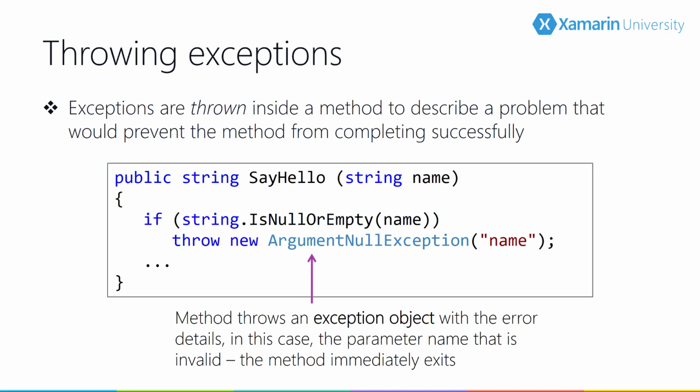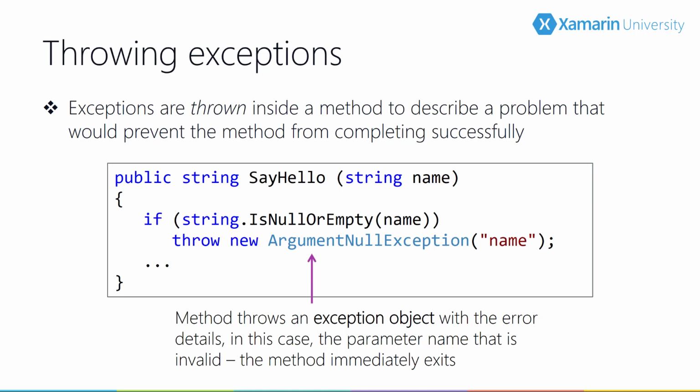So here you can see a new method that expects a name parameter. And if that parameter is not supplied, being null, or maybe it's an empty string, in that case we can't process this method and therefore we would want to throw an exception. Now, the exception is an exception object containing the details of the error being raised.